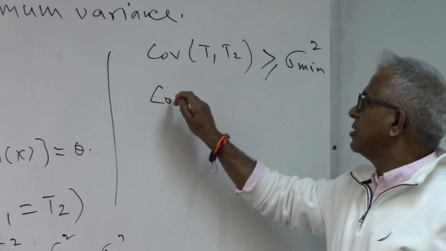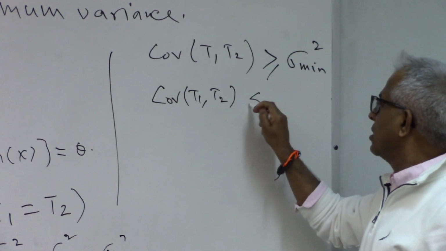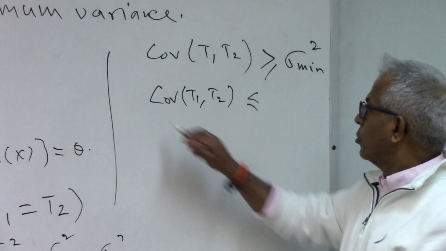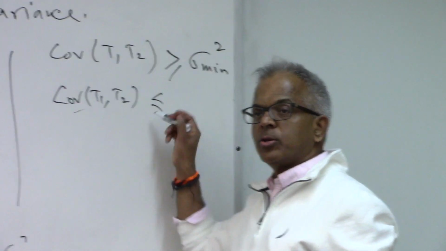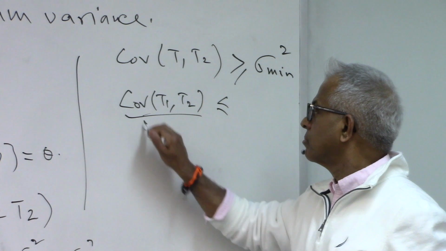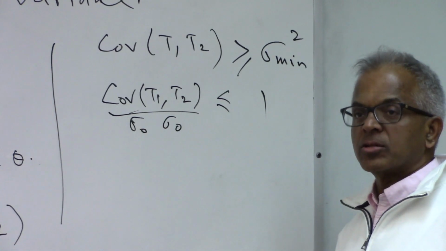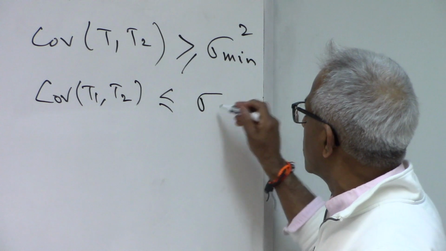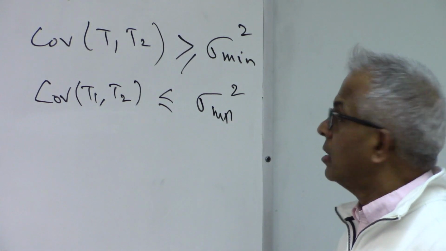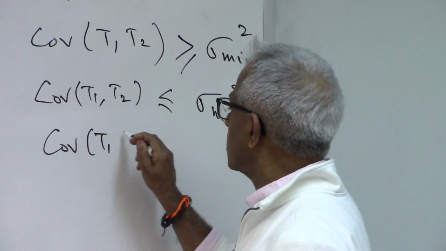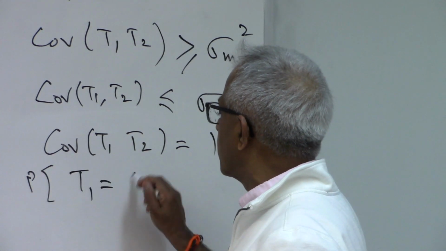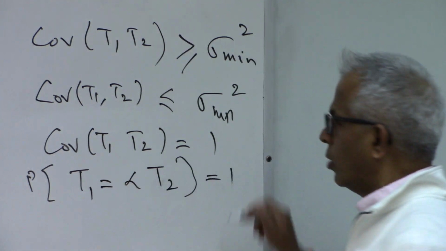But on the other hand, you have this expression, right? Covariance of T1 comma T2 is less than or equal to sigma 1 sigma 2, right? Because covariance divided by sigma T1 sigma T2 is rho, the correlation coefficient, and this expression is standard for 2 random variables. So this means that this is also less than or equal to sigma min squared. That means the correlation is 1. That's what it means. That means T1 and T2 are coherent, or T1 equal to alpha T2 with probability essentially 1, almost everywhere.